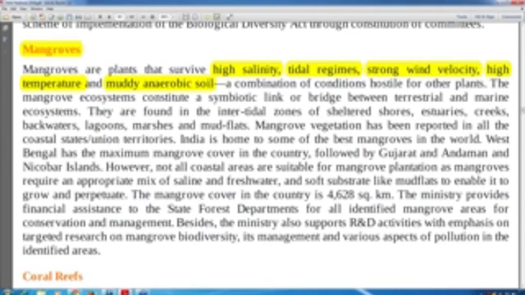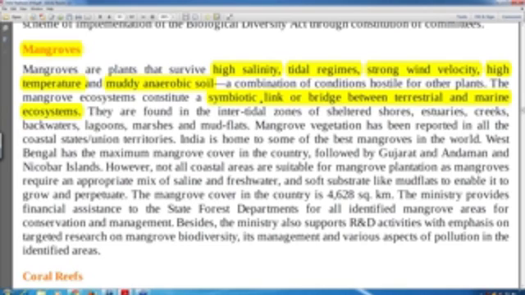UPSC just picks these 5 words and puts them as 1, 2, 3, 4, 5 and asks you 1 only, 2 only, 1, 2, 3. So please be careful at that point of time. The mangrove ecosystem constitutes a symbiotic link or bridge between terrestrial and marine ecosystems. So this is another point. Consider the following statements with respect to mangroves. They may give you this. It forms a symbiotic link or bridge between which two ecosystems.